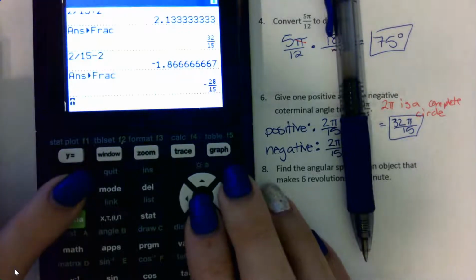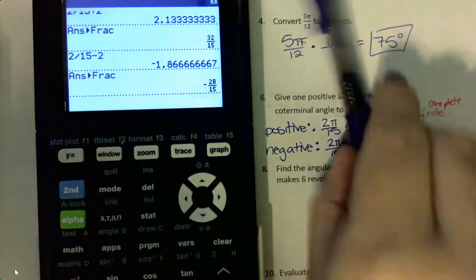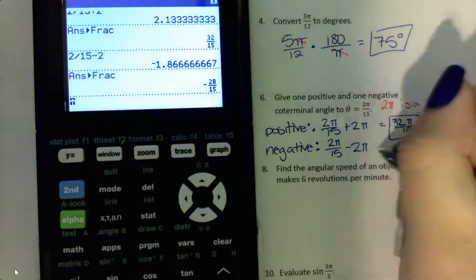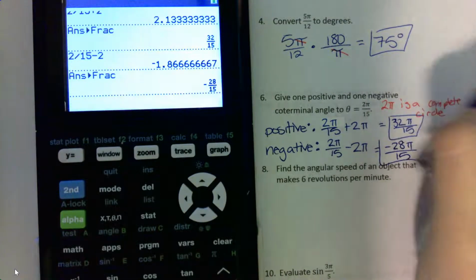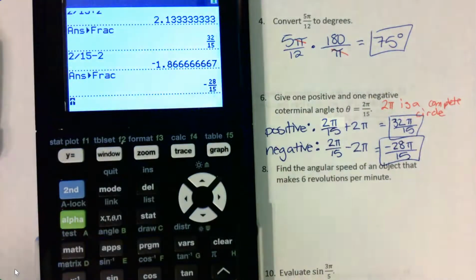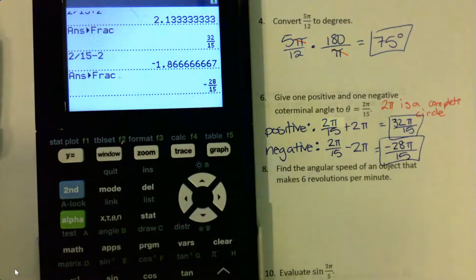I wanted this one. There you go. It gives me negative 28 15ths, which if I put back with my pi, the pi goes on top. And that is my negative coterminal angle.